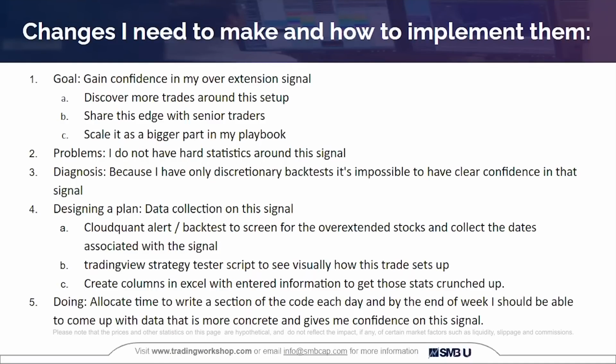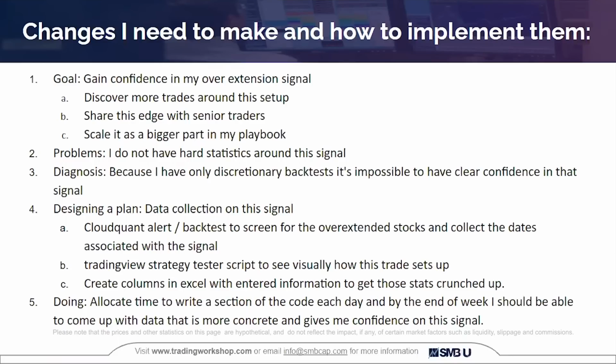So this is a new format that I've tried. It's inspired by Ray Dalio, actually, the five-step process to implementing something. The goal that I set out for myself in this trade was just to gain confidence in this overextension signal, to give me the confidence to swing hard at that area. So I'd want to discover more trades around this setup, share this edge with other people as well, and scale it as a bigger part of my playbook, right? And the biggest problem is I just don't have the statistics around that signal. Since I only have a discretionary backtest, it's really impossible to have a clear, confident signal in that sense.